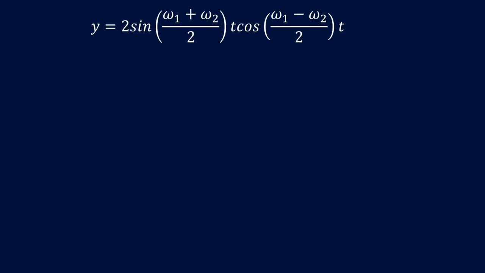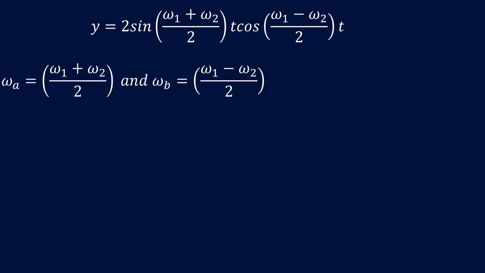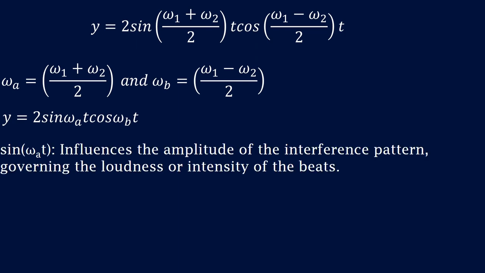The equation we have just derived is y = 2 sin((ω1 + ω2)/2 · t) · cos((ω1 − ω2)/2 · t). If ωa = (ω1 + ω2)/2 and ωb = (ω1 − ω2)/2, then the equation can be rewritten as y = 2 sin(ωa t) · cos(ωb t).